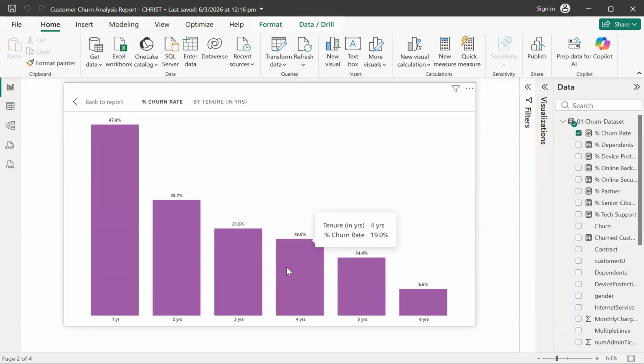So that's what I try to recommend: if the customer stays or uses the same service for more than 3 years, then the chances of churn will be less. And it is the same thing happening over here. Now the churn rate is actually less than 20%. Then with 5 years, it again reduces to 14% only. And then with 6 years, it reduces to 6%, or 6.6%.